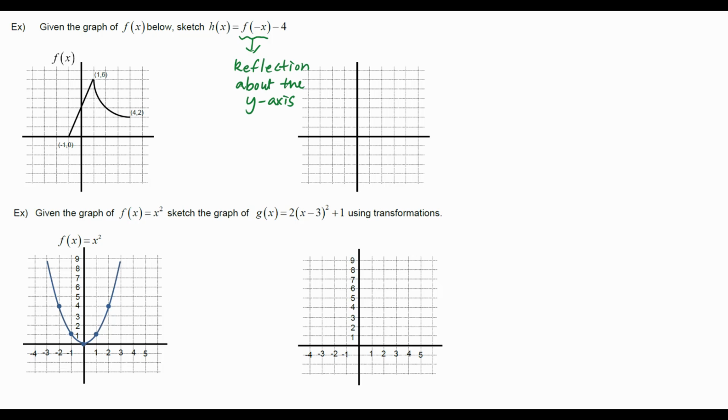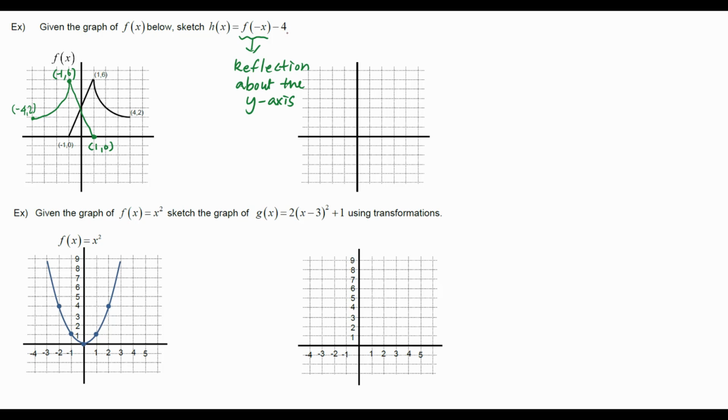So I'm going to do the reflection about the y-axis. So -1 comma 0, when you reflect about y-axis, it will go to 1 comma 0. And then 1 comma 6 will go here, which is -1 comma 6. And then 4 comma 2 will go to -4 comma 2. So it will come to here. And because you reflected, it will look like this.